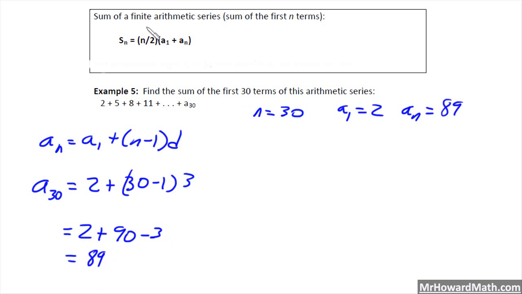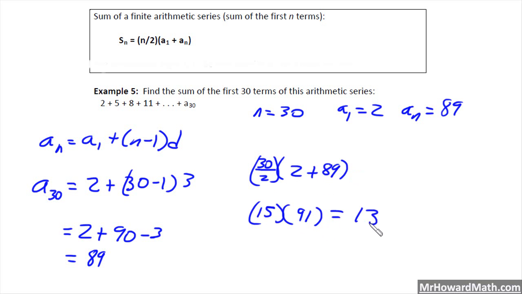So now we plug it into this formula. So we get n over 2 would be 30 over 2 times a sub 1, 2, plus a sub n, 89. So then we get 30 over 2 is 15 times 2 plus 89 is 91. And if you do 91 times 15, you'll get 1,365. So the sum of the first 30 terms of this specific arithmetic series is equal to 1,365. All right, that's it for example 5, and that's it for this video.